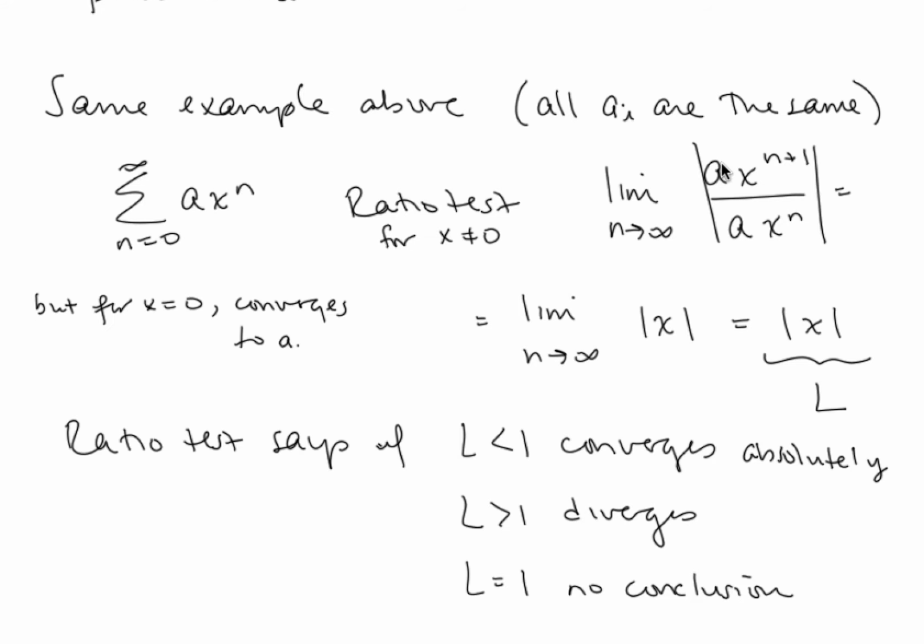But let's simplify here. Our a's cancel, and then n copies of x cancel, and we're left with just the limit as n goes to infinity of the absolute value of x. Now notice n is going to infinity here, and there are no n's left here, so this is just the absolute value of x. And this is our L from the ratio test. Remember that if L is less than 1, we know that our series converges absolutely. If L is greater than 1, our series diverges, and if L is equal to 1, we have no conclusion.